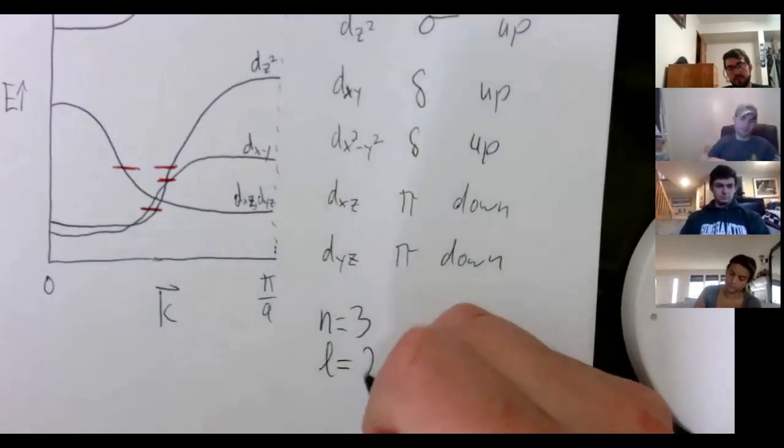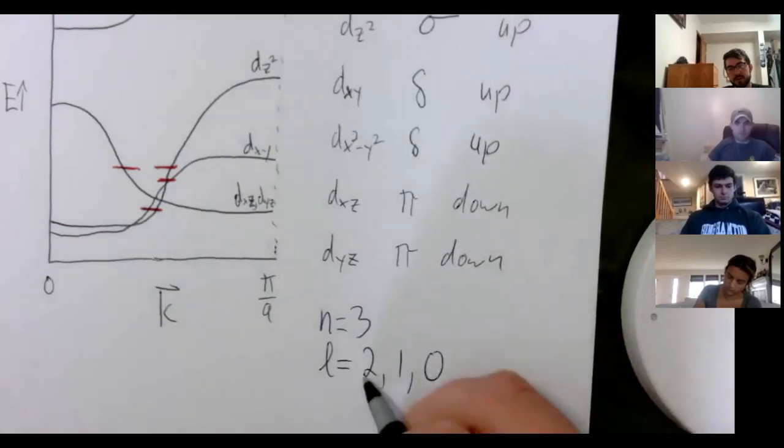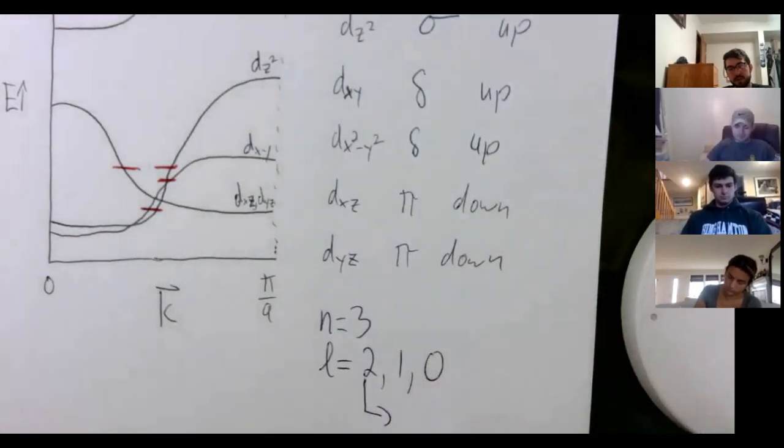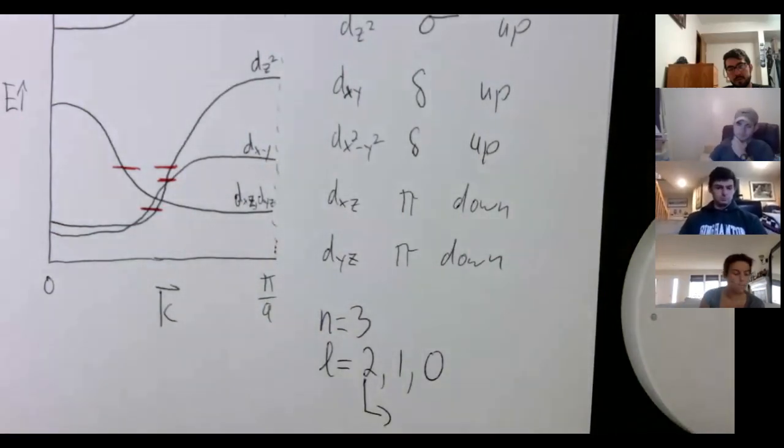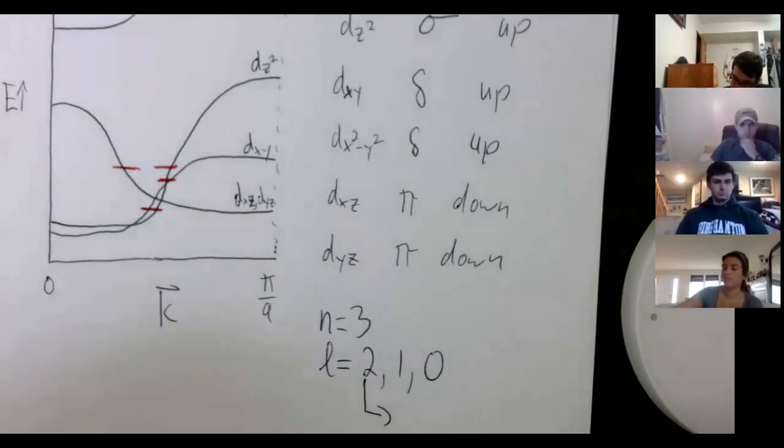-3, 2, 1, -2, 0. Yep. And so anything that has an L value of 2 has to have d orbitals. And you don't just have one, you have all of them. Okay, so these are the 5 possibilities for d orbitals. Yes. Okay, but we forgot one thing so far.